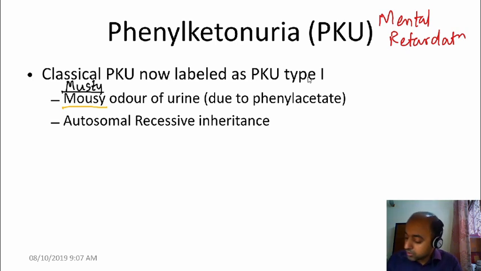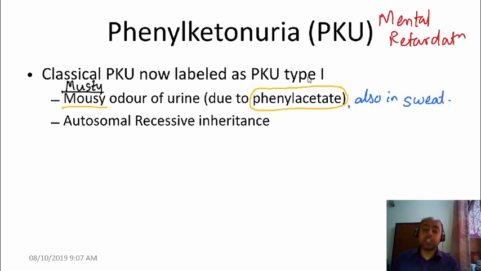The second part of the question would be: what is the analyte responsible for this odor? That is phenyl acetate. So, mousy or musty odor of urine. This odor may also be present in sweat, not only in urine. And the inheritance pattern is autosomal recessive.